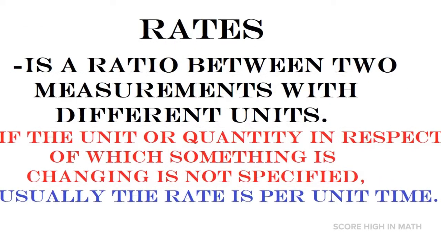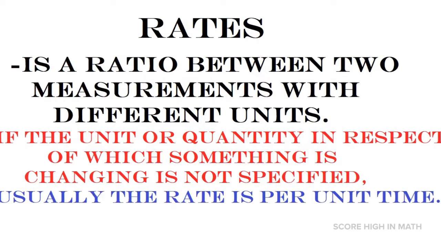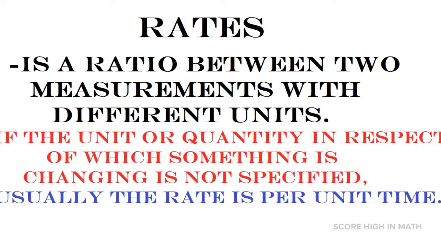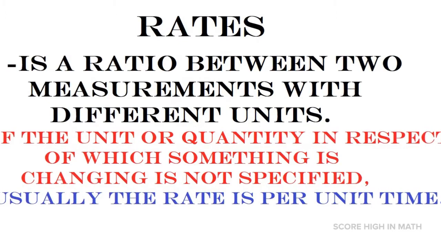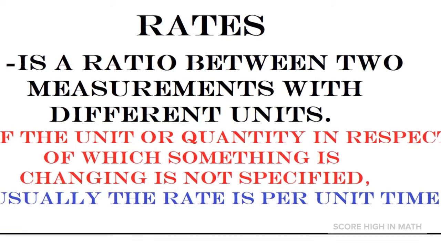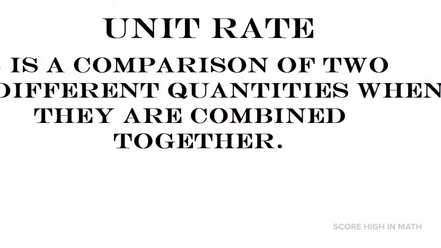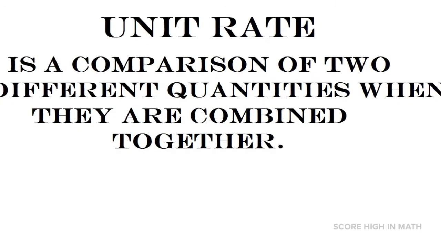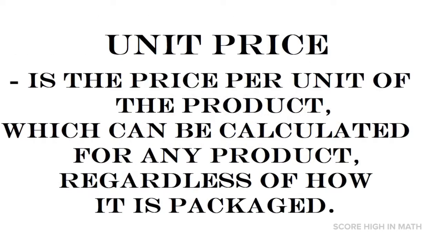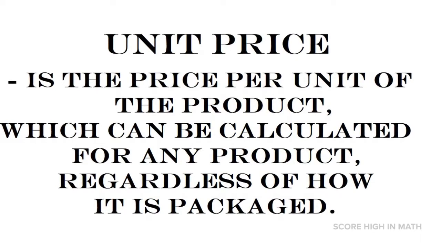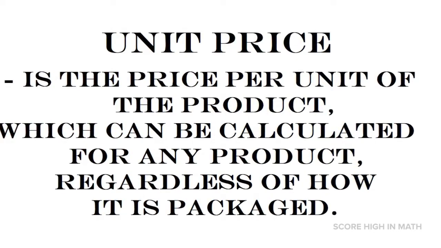Rate is a ratio between two measurements with different units. If the unit or quantity in respect of which something is changing is not specified, usually the rate is per unit time. Unit rate is a comparison of two different quantities when they are combined together. While unit price is the price per unit of the product, which can be calculated for any product regardless of how it is packaged.